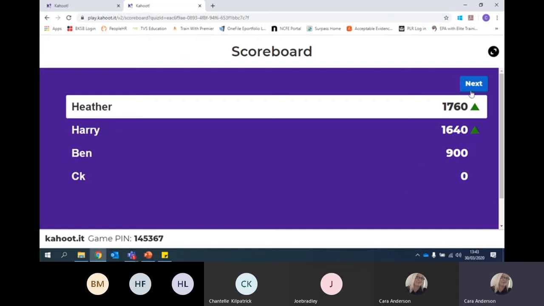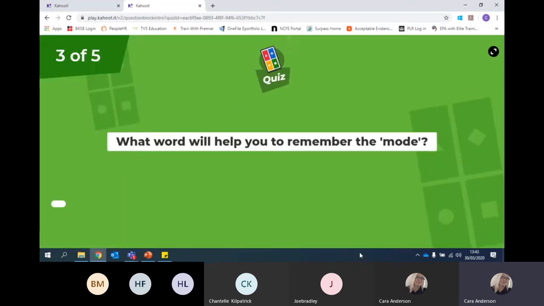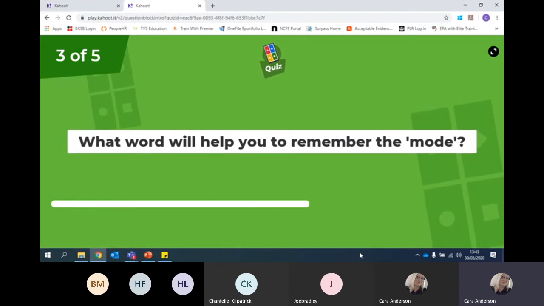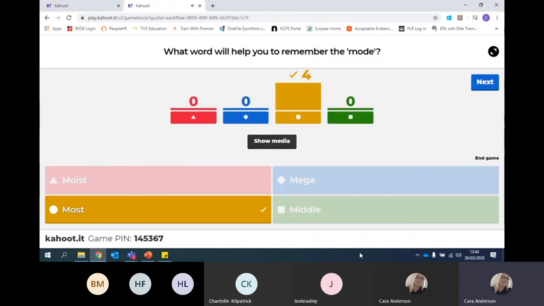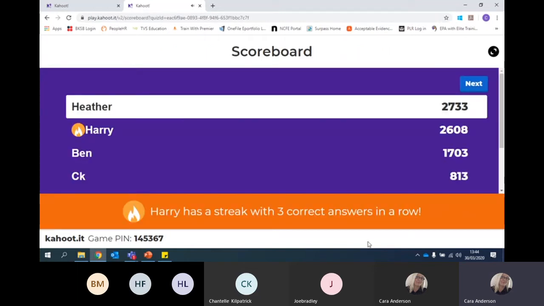Okay, so just remember the quickest answer will get you ahead. What word will help you to remember the mode? Excellent. Everyone got that one right. Good to see that no one chose any of the others. Heather's, well done. She's quick. Harry's on a roll, getting them all correct. Well done, Harry. Heather's obviously just beaten you to how quick she was on her answer for that one.